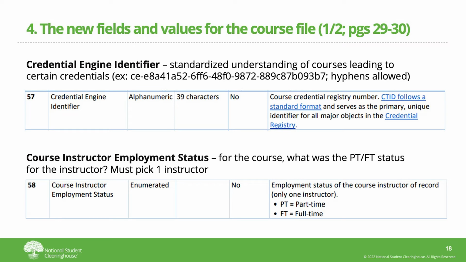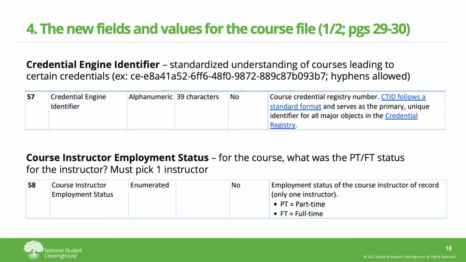The other thing we need to talk about is the course file additions. Again, there are 4 that are added here, so there's 2 slides to talk about that. The first is the credential engine identifier. If you're not familiar with credential engine identifier, there are links contained within the data submission guide for you to become more familiar with that. But it is very much a standardized way of understanding courses that may lead to some kind of certain credential. It is 39 characters because they are going to be in that length.